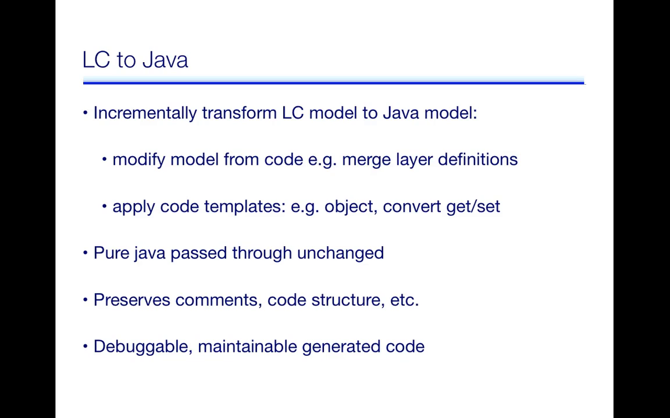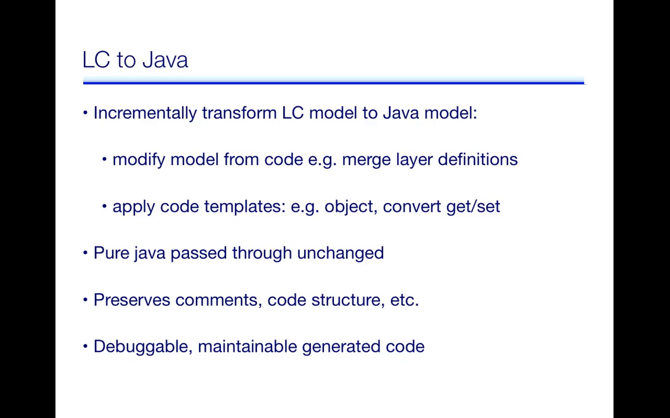And the other way is when you have a big block of code that needs to get processed, you can apply a code template. So this would be a parameterized chunk of text that turns into code once we evaluate the template. Then we reparse that code and take the definitions that get produced and add them to the model at the right spot. So this is how the object operator is processed, or a field is converted into get/set methods.